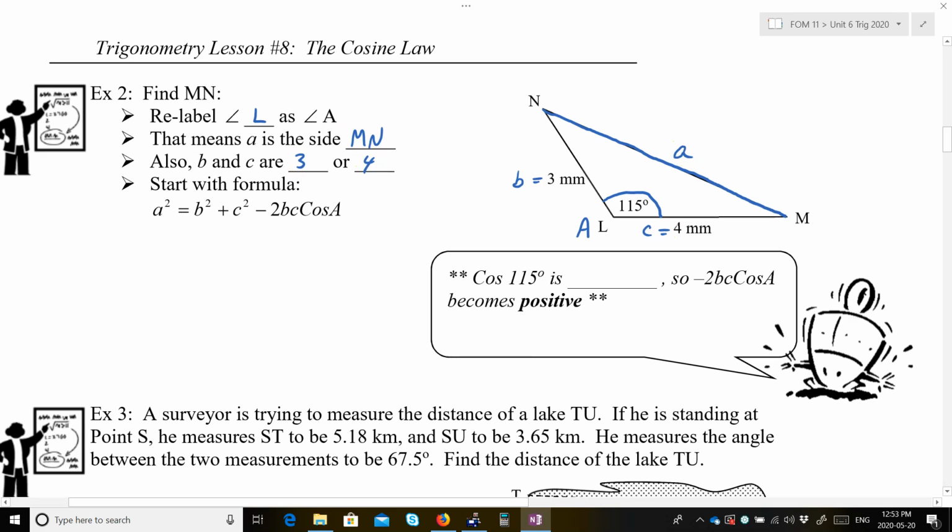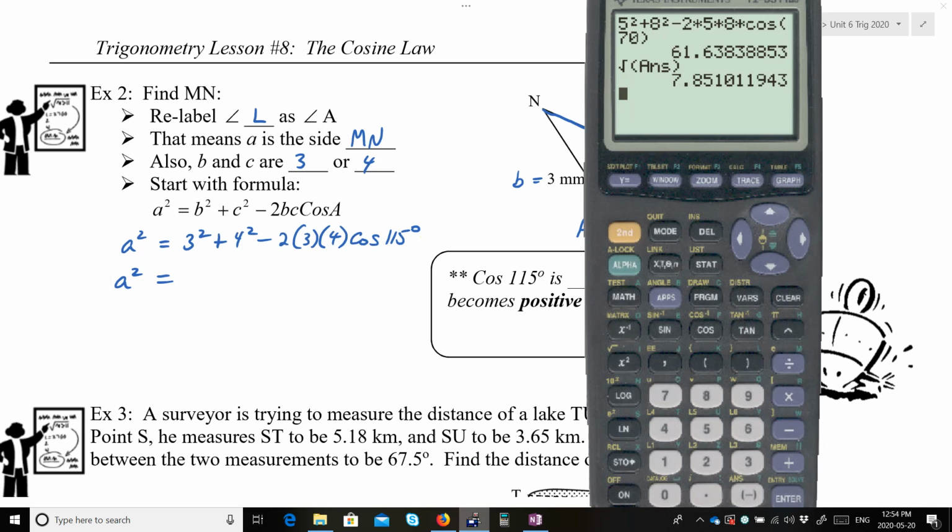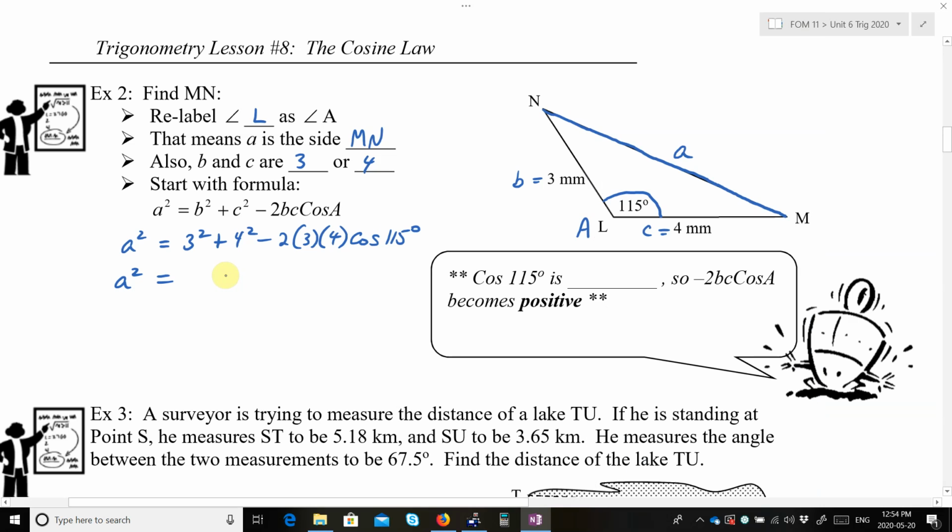Okay, start with the formula. A squared equals B squared plus C squared minus 2bc cos A. So we would go a squared is equal to 3 squared plus 4 squared minus 2 times 3 times 4 cos of angle A, which is 115 degrees. So a squared equals 3 squared plus 4 squared minus 2 times 3 times 4 times cos 115. That is 35.14 and a bunch of stuff.